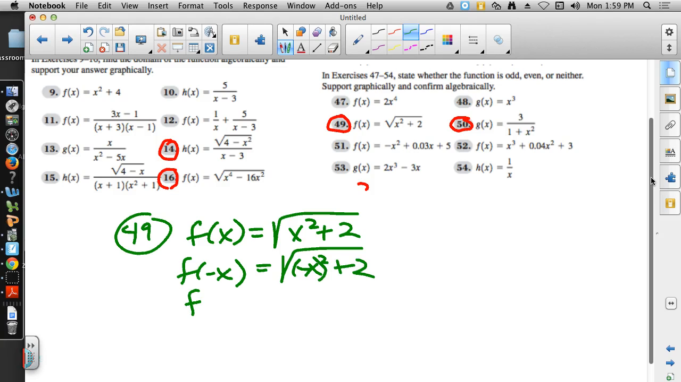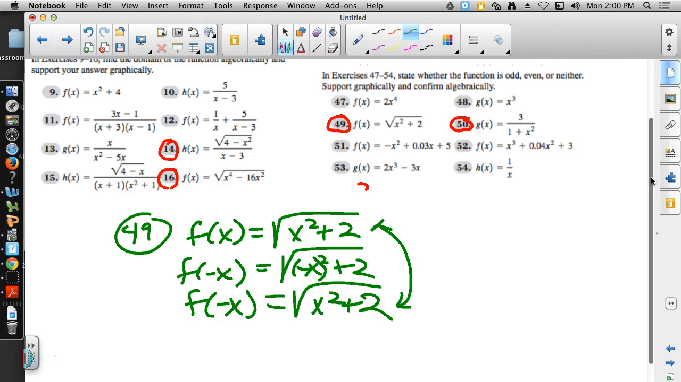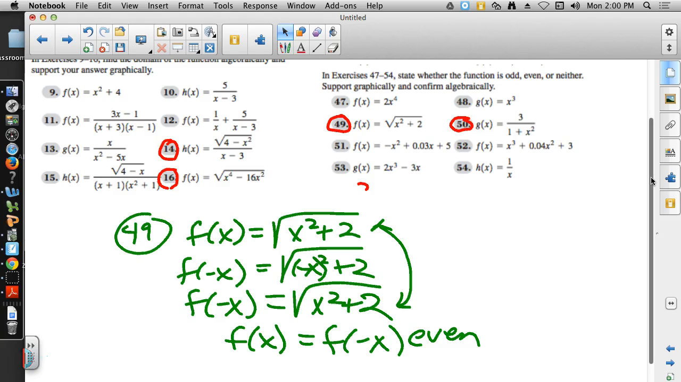And notice that if we have a negative x and we square it, we're just right back to x squared. And because the original and f of negative x are exactly the same thing, that means that this is an even function. So if we graph it, we will see it is symmetric with the y-axis.